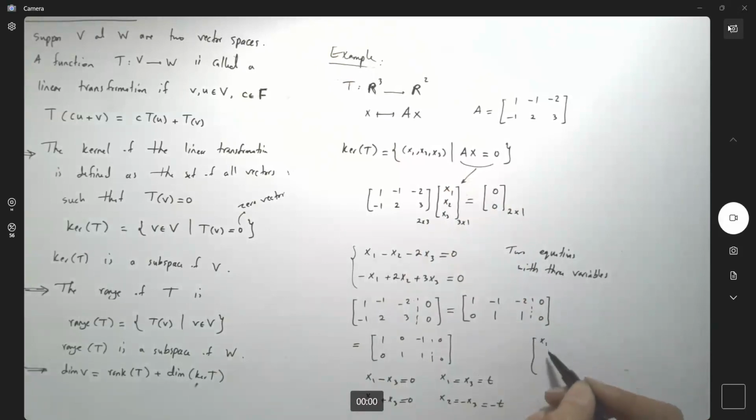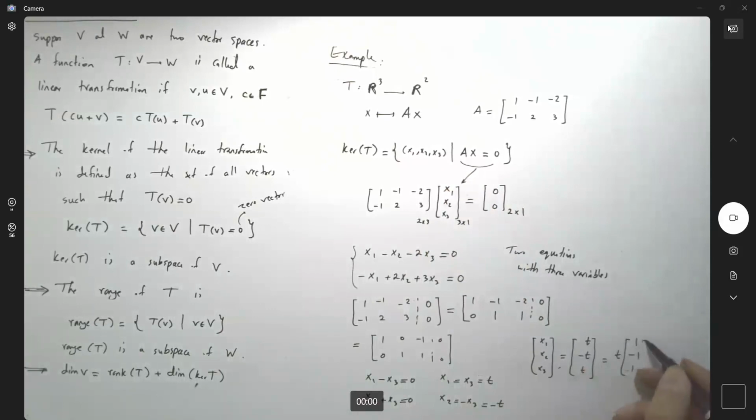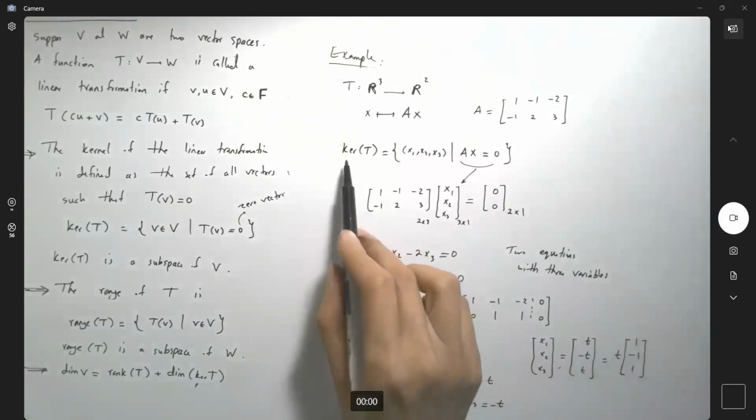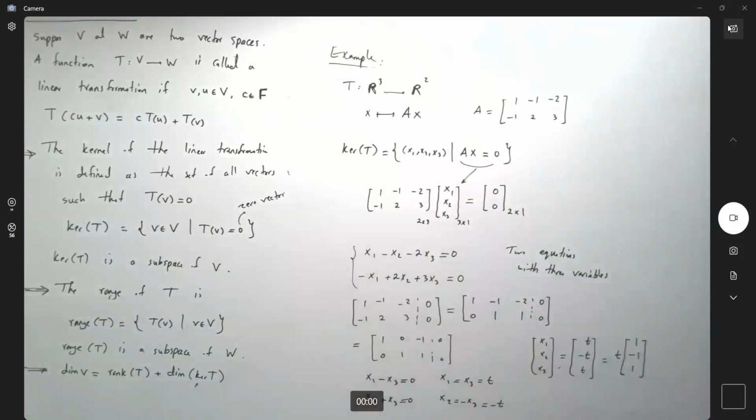So the vector x1, x2, and x3 is nothing but t, negative t, and t, or t times (1, -1, 1). So basically, the dimension of the kernel is 1.